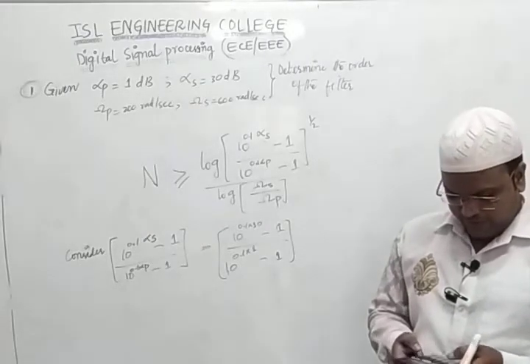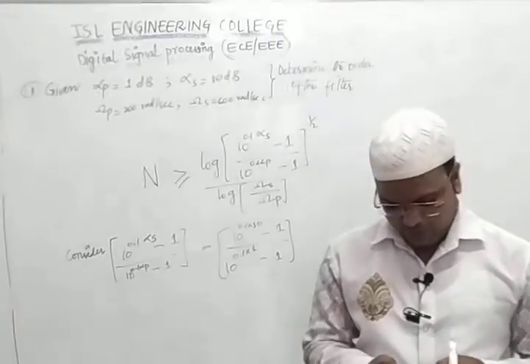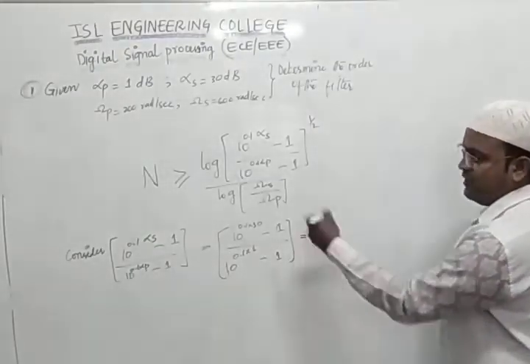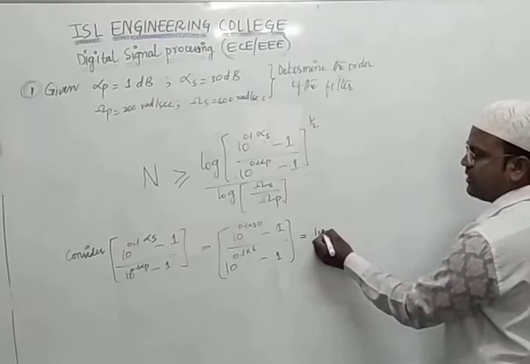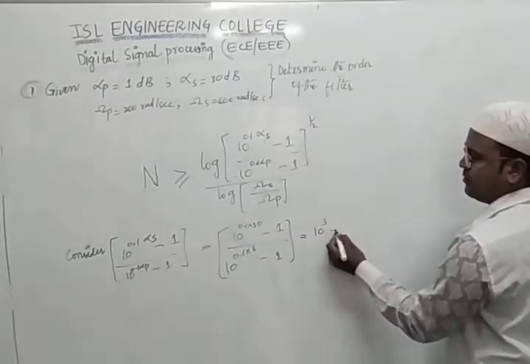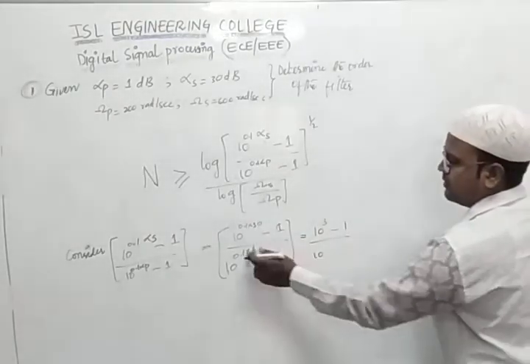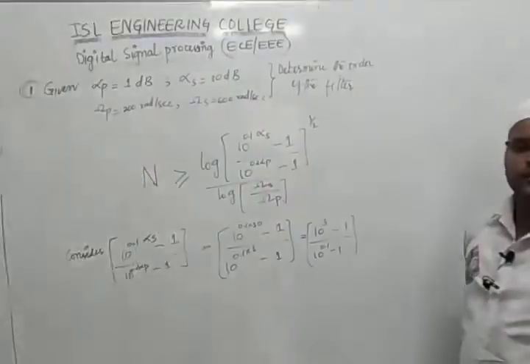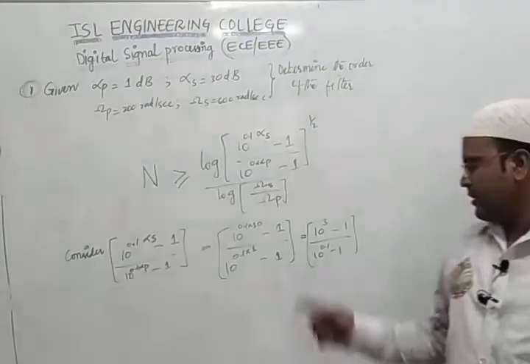So 10 power 0.1 into 30. I can write it as, I'll further simplify so that it will be easy. So 10 power, the point will be cancelled. It is 10 power 3 minus 1 by 10 power 0.1 minus 1. So 1000 minus 1 is anyhow 999 I can get here.